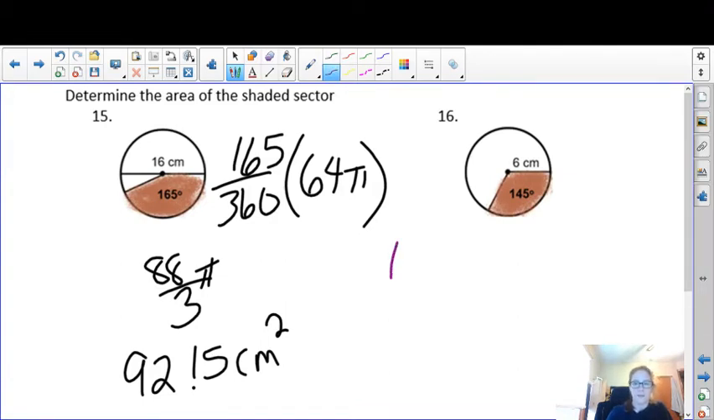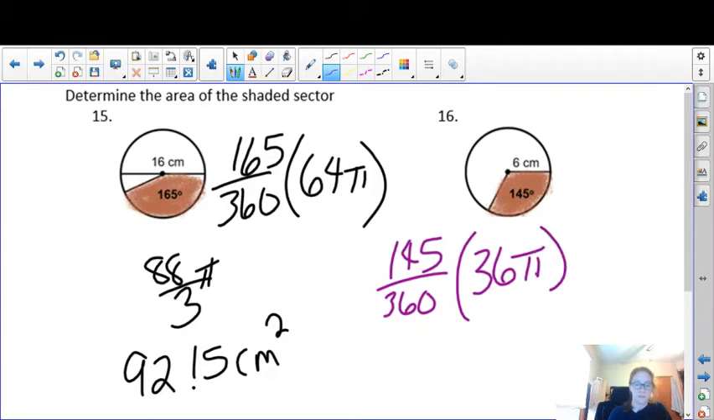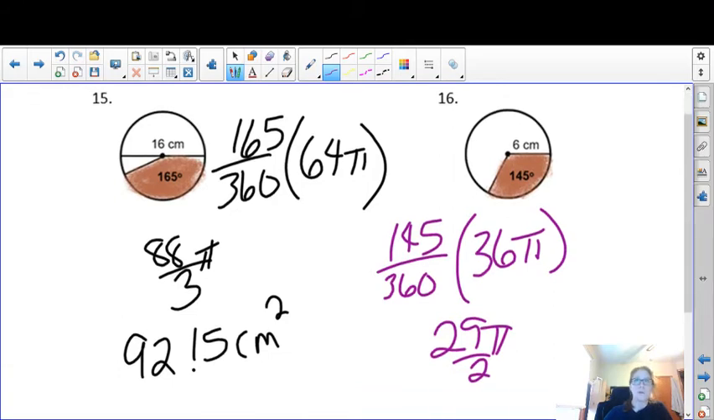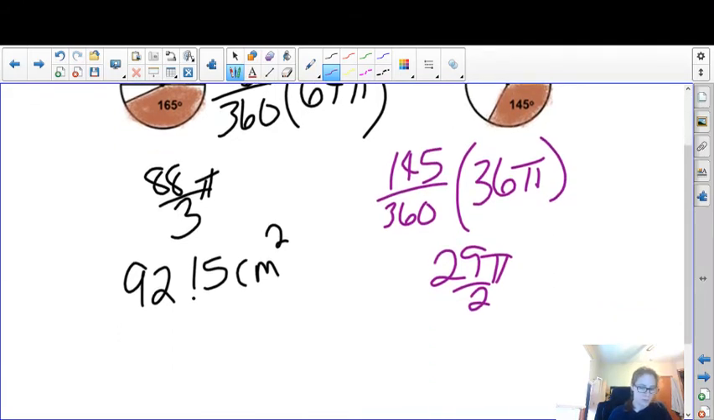Then on 16, I have 145 over 360 times 36 pi. So 29 pi over 2, which is 45.55 centimeters squared.